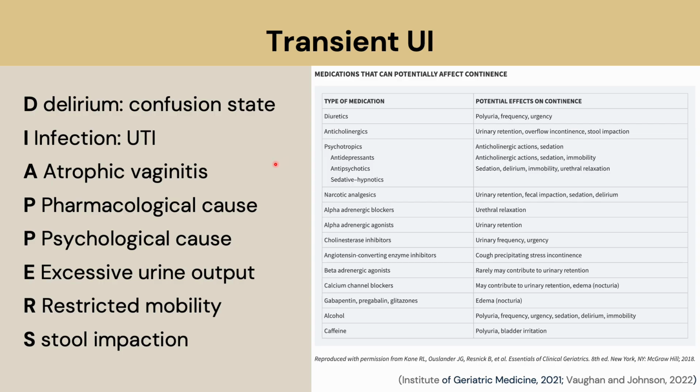Similarly, alpha-adrenergic agonists increase bladder outlet resistance by contracting the bladder neck and proximal urethra. This can also result in urinary retention and overflow UI. In contrast, alpha-adrenergic blockers relax the bladder neck, reducing outlet resistance and facilitating bladder emptying. That's why they are commonly used to treat bladder outlet obstruction due to benign prostatic hyperplasia.